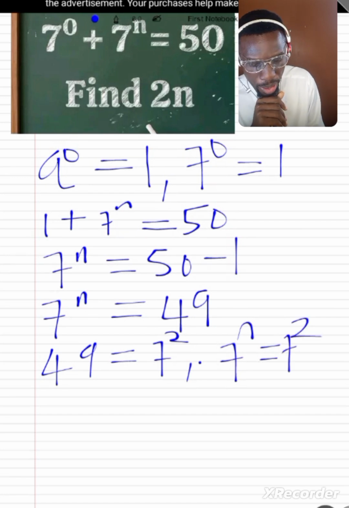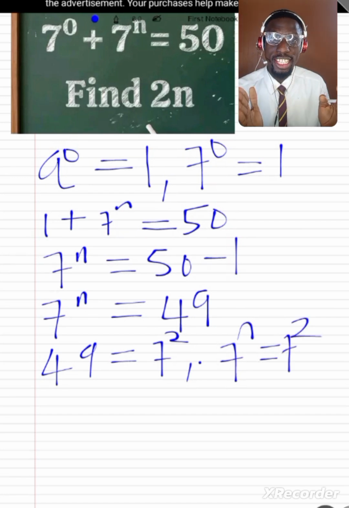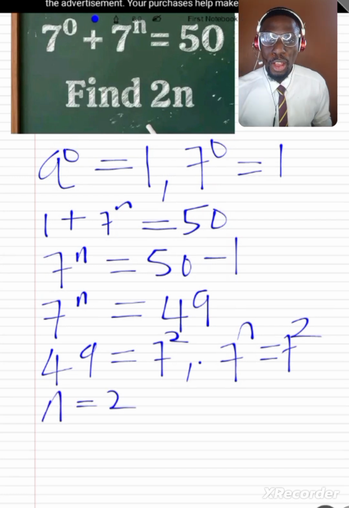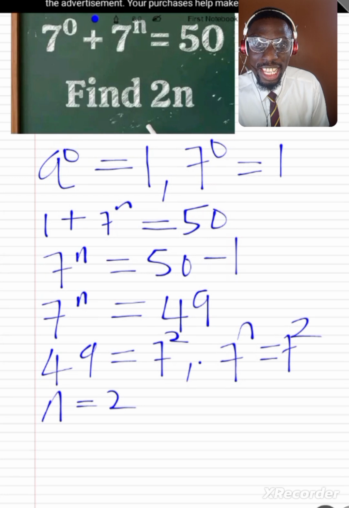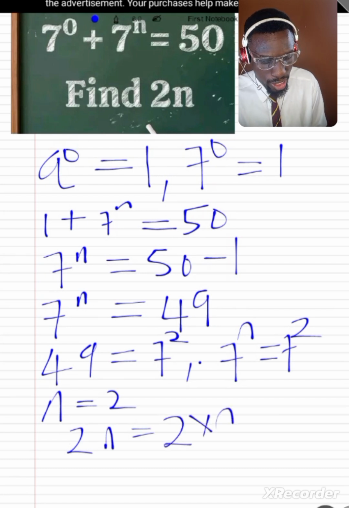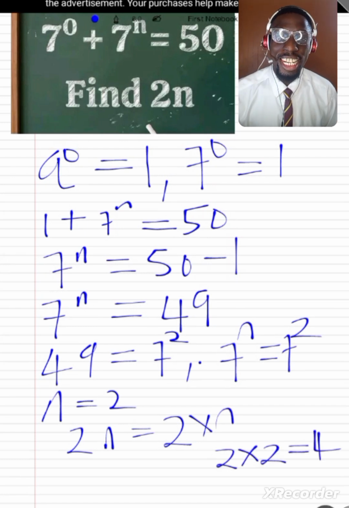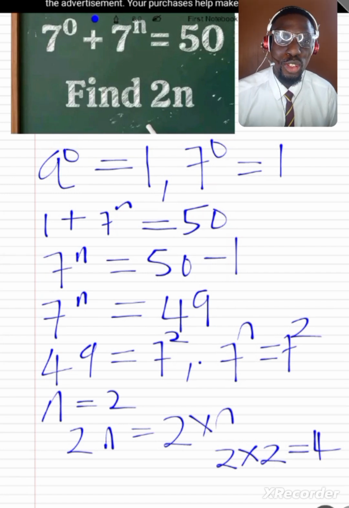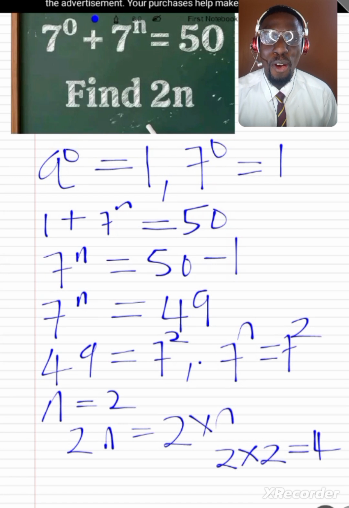With this being known, we have the same base, 7 and 7. So that means n is equal to 2. Wonderful. Now they say we should find 2n. 2n is 2 times n, but n is equal to 2. So 2n is simply 2 times 2, which is 4. So the answer to that question is 4. n is equal to 2, and then 2n is equal to 4.